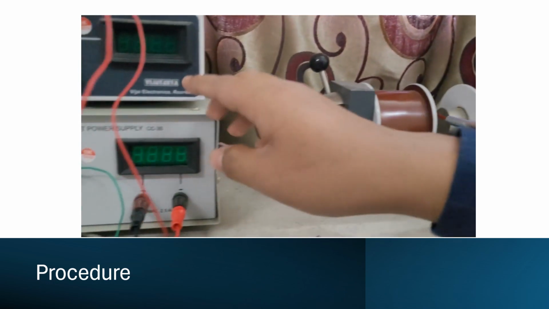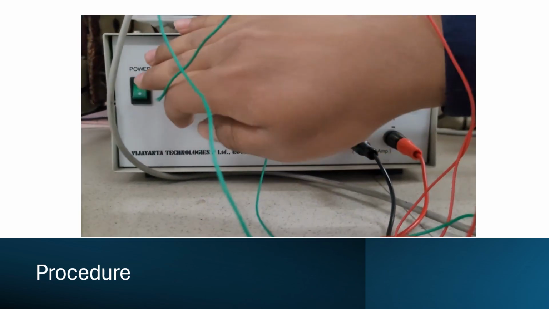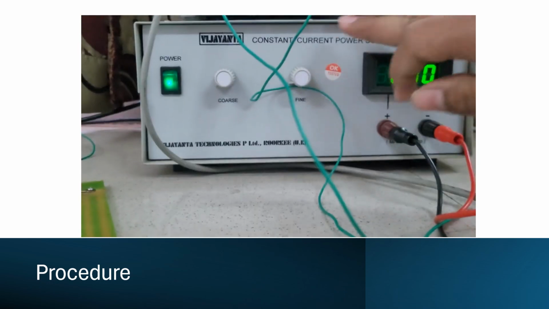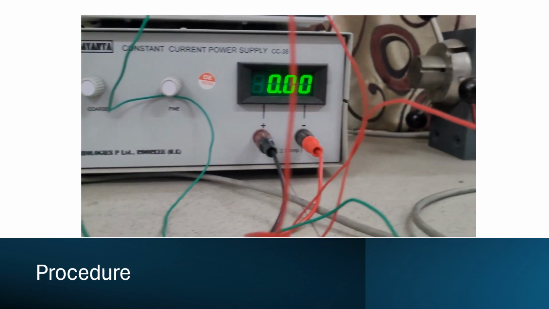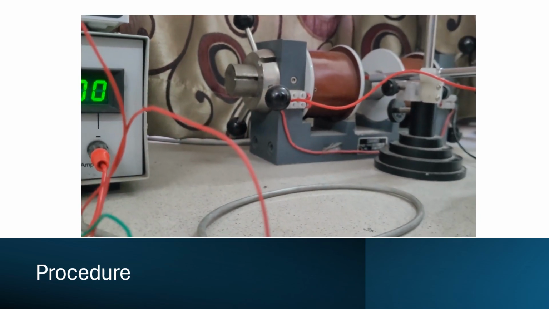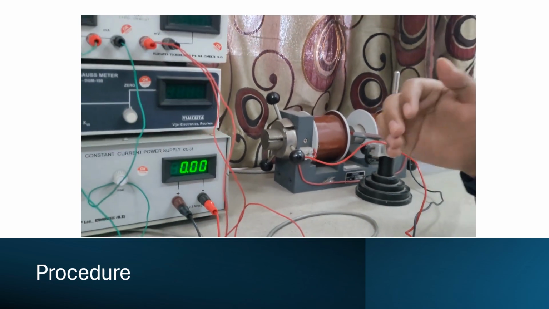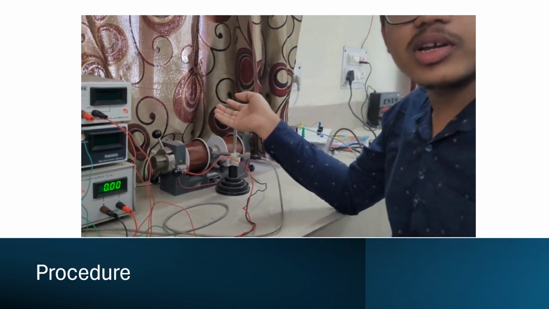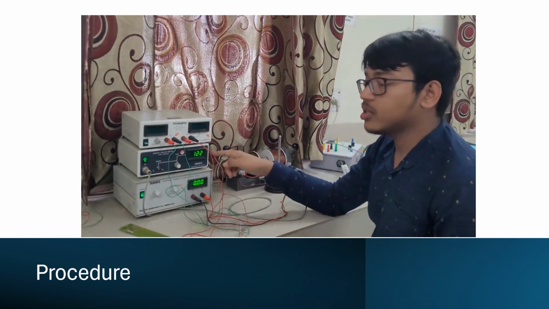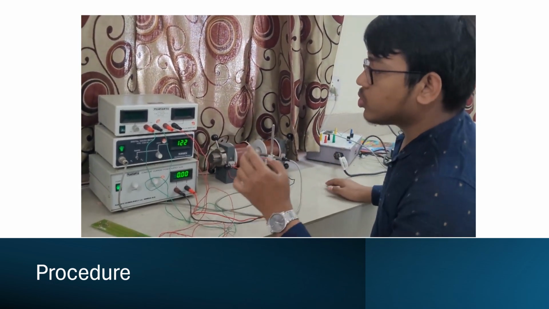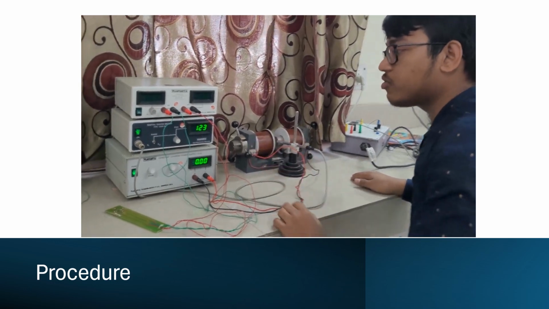Now let's come to the constant power supply. As you can see, this constant power supply is used to pass current through the two electromagnets. Here one thing to note is that we are not that much interested in knowing what is the current passing through the electromagnet. We are rather interested in what is the magnetic field that we are getting here. Okay. So now come to the first part of the experiment.